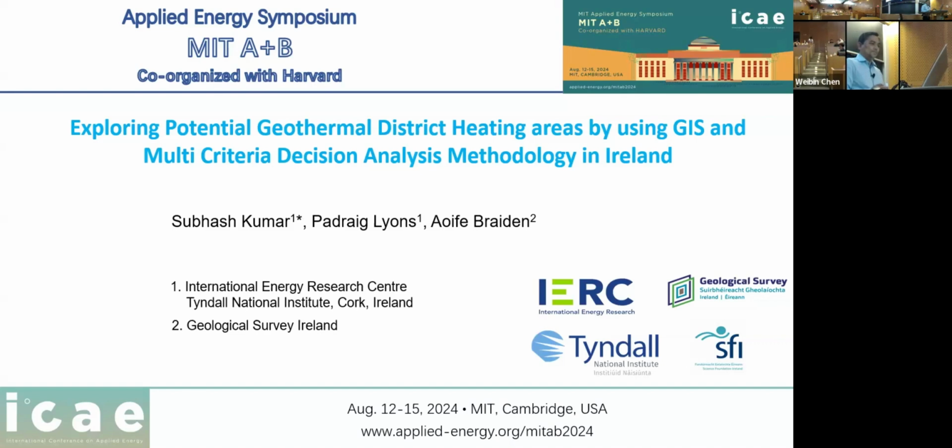This is a paper from an ongoing project already, so there are a lot of things that will not be disclosed in the presentation. This is about exploring the potential of geothermal district heating areas by using GIS and multi-criteria analysis, integration of these two tools, for Ireland.